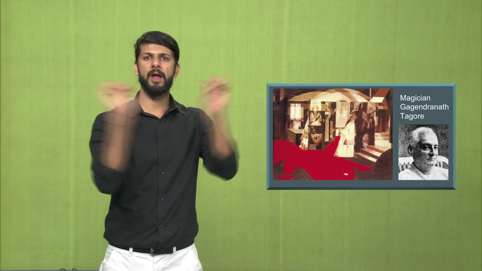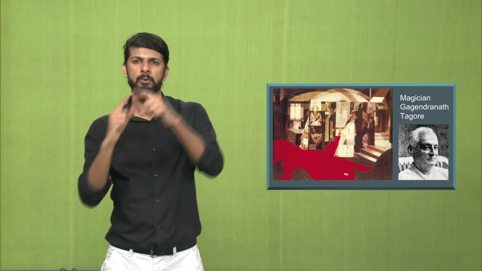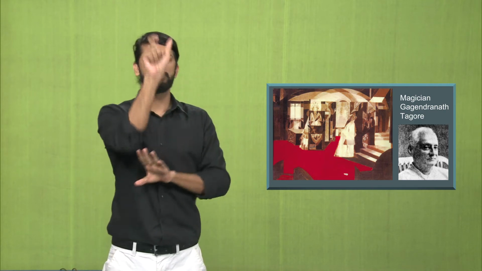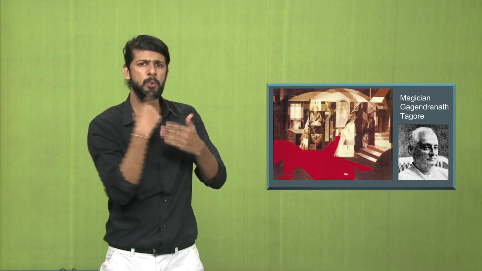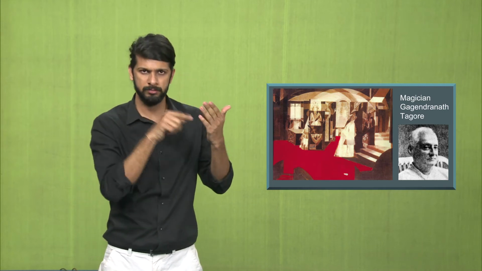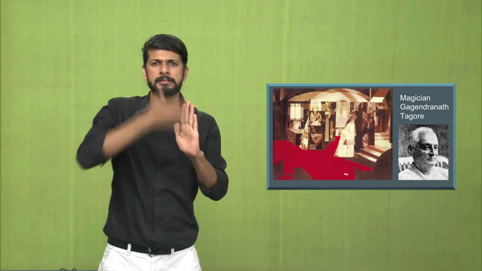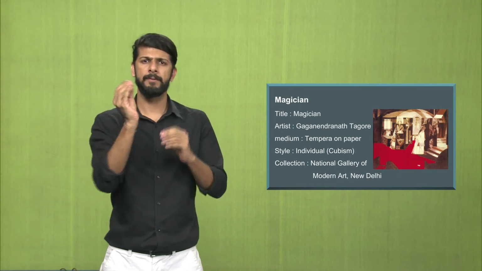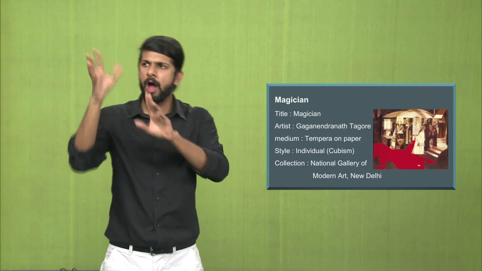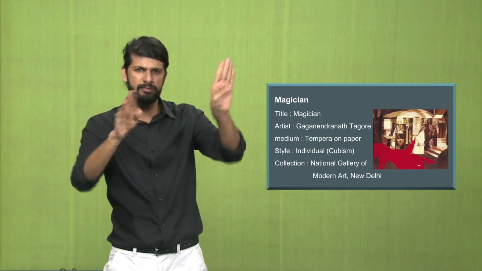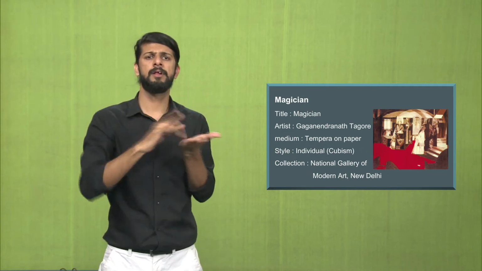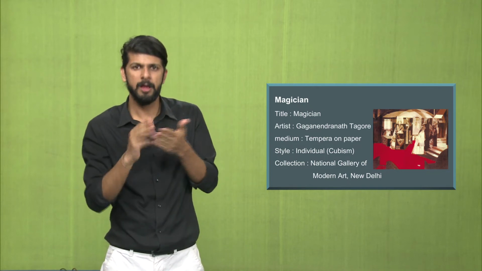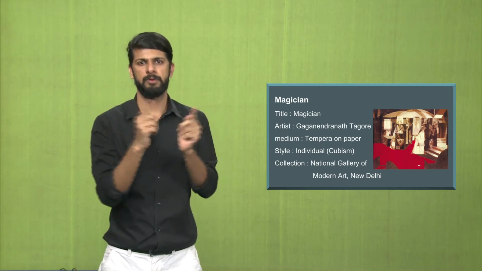Now the third painting. The title is The Magician. Artist is Gagendranath Tagore. The medium is tempera on paper. The style is individual, cubist or the cubism technique. The collection is at the National Gallery of Modern Art at New Delhi, or the short form NGMA.